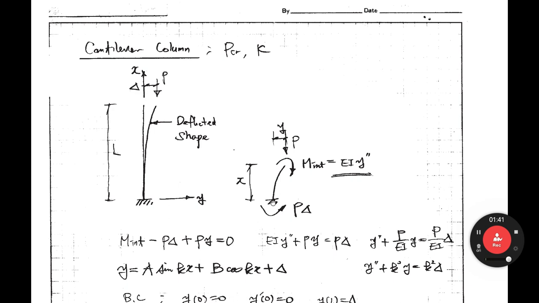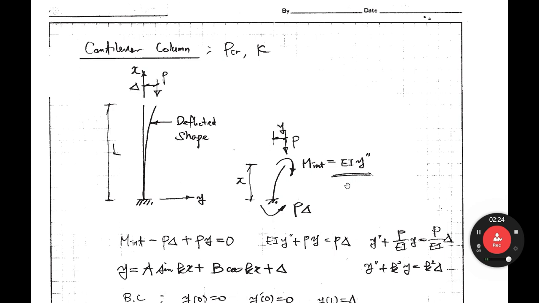In this free body diagram, as you see, this member deformed to the right-hand side. So the internal moment M should be applied clockwise. As x increases, the slope increases, so the sign is plus: M internal equals EI y double prime. This y applied here, this is y.